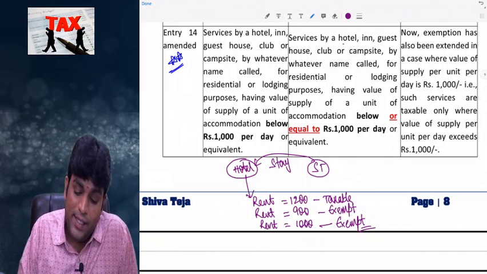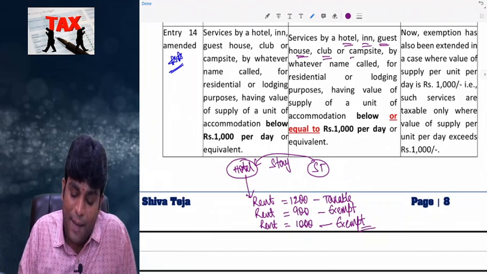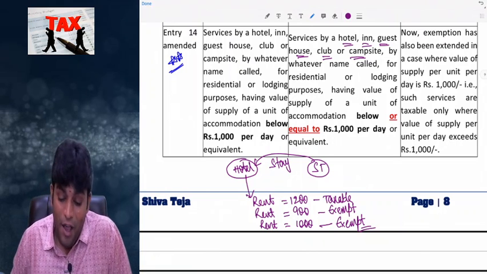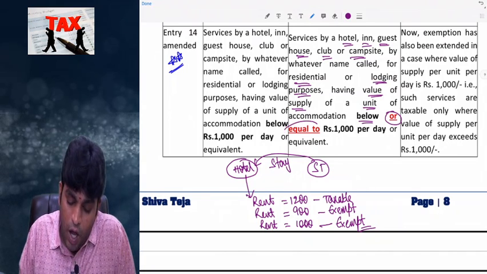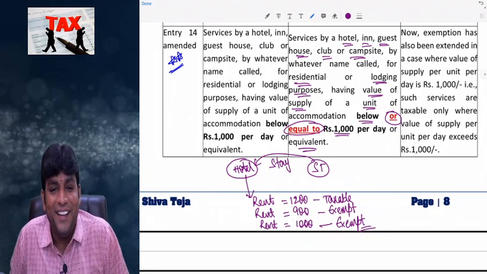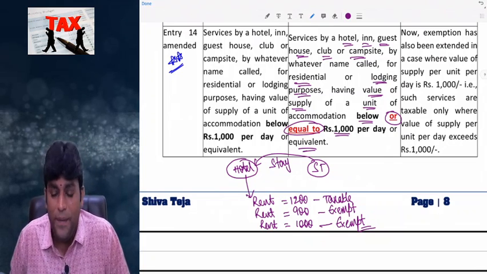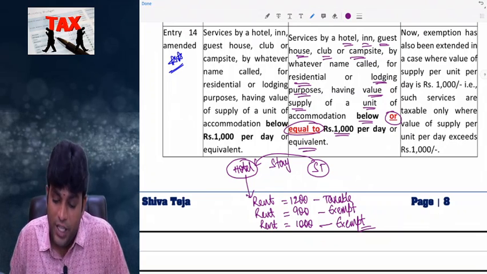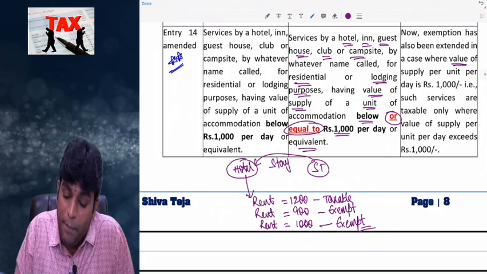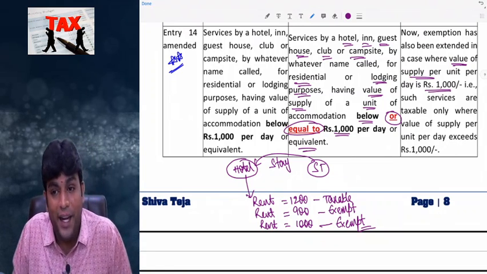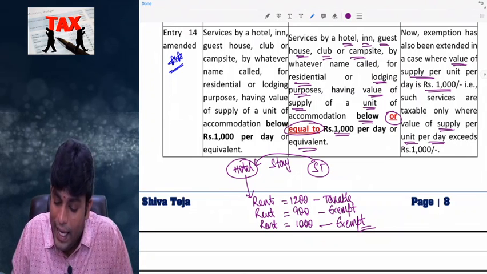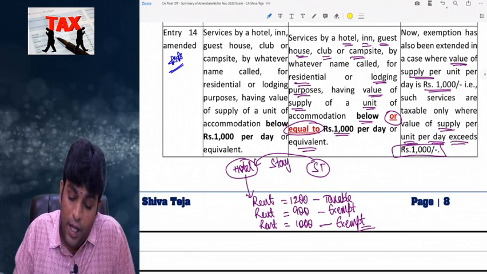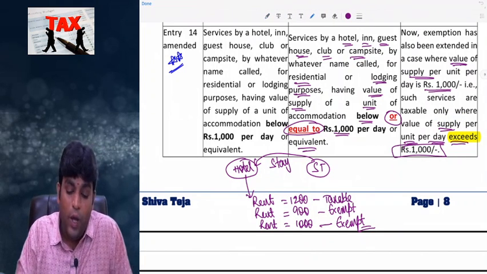See now, services by hotel, inn, guest house, club, campsite, by whatever name you want to call, guys, for residential or lodging purpose, having value of supply of a unit of accommodation below or equal to 1000 per day or equivalent. Now see the clarification I gave in the last column. Now exemption has also been extended in case where value of supply per unit is rupees 1000. Such services are taxable where the value of supply per unit per day exceeds 1000. This word is important. That means now exact 1000 is also exempt.